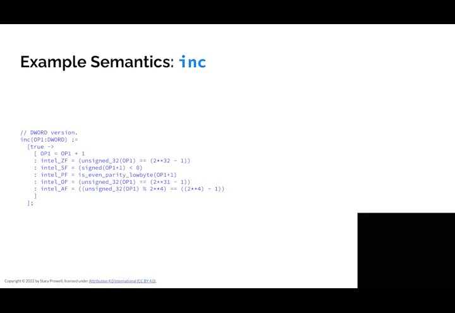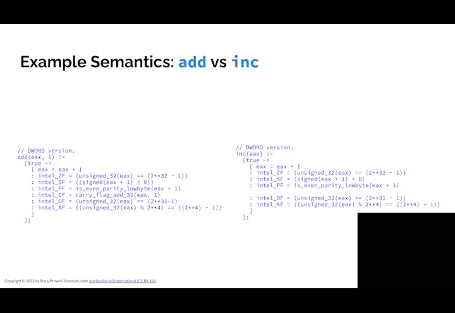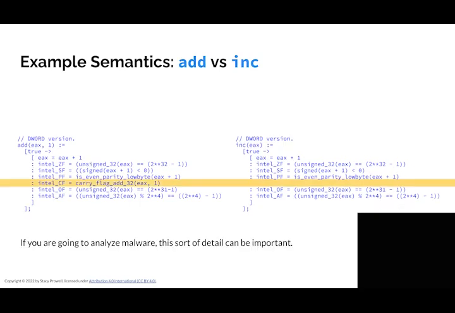Here is increment. Looks very similar. Let's put increment and add side by side. So on the left-hand side, we have add 1 to EAX. On the right-hand side, we have increment EAX. And they should be the same, right? We're adding 1 in both cases. What's that? There's something going on here. In this case, we set the carry when we add, but we don't set the carry when we increment.